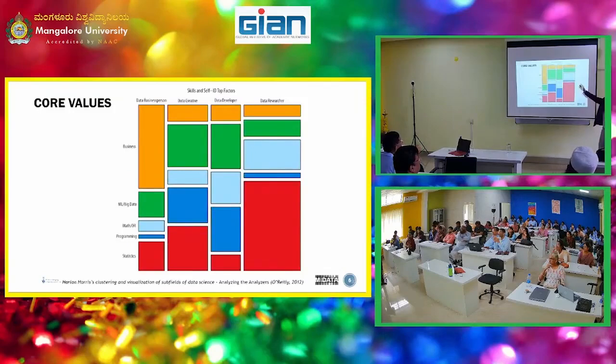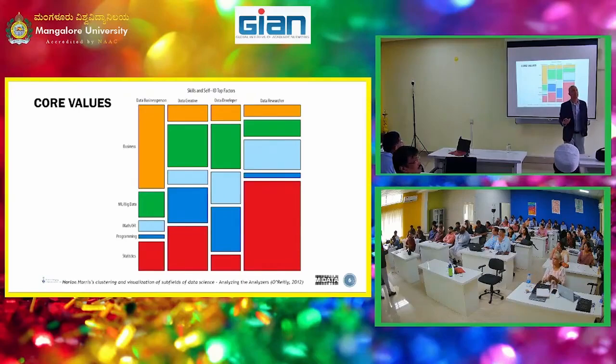Very messy, I apologize, but just look at the colors, right? Essentially, yellow is business. Green is machine learning and big data. Light blue is math. Dark blue is programming. Red is the domains. At the top here, you have the different types of people: data business person, data creative, kind of storyteller, data developer, and data researcher.